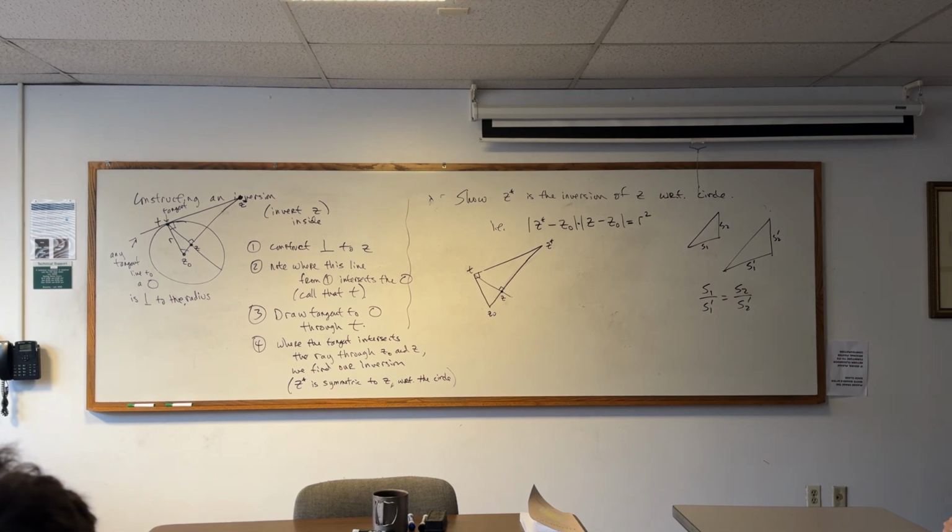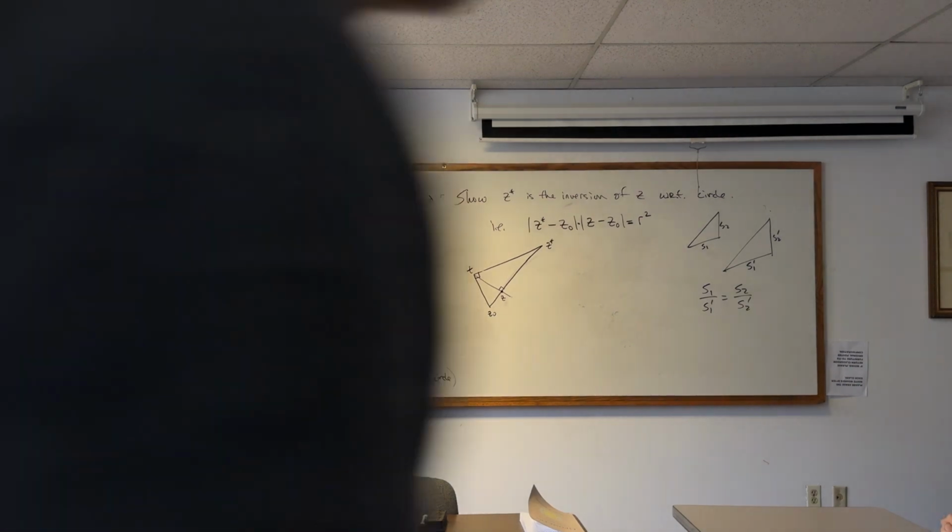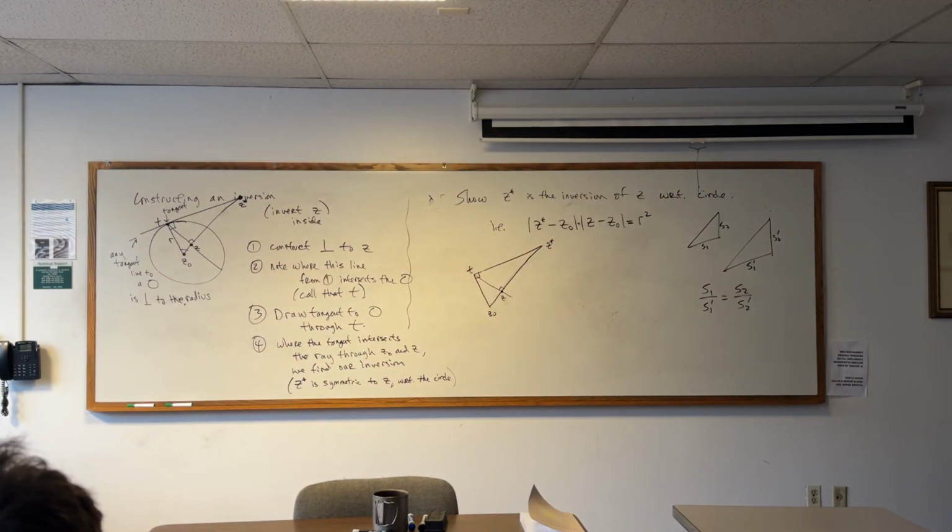Wait, hold up. So this is equal to that, so this on the big Z squared is equal to that. That's what you did there. You agree that there's similar triangles? What you didn't do is the Z zero to Z.